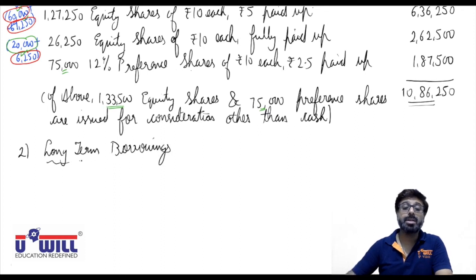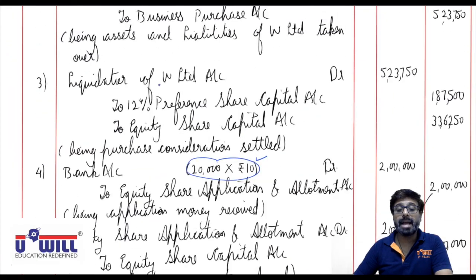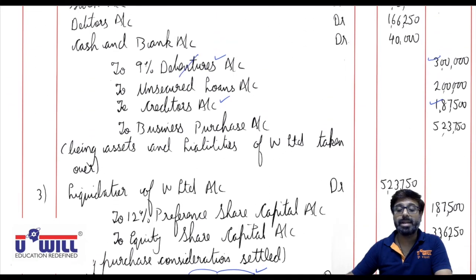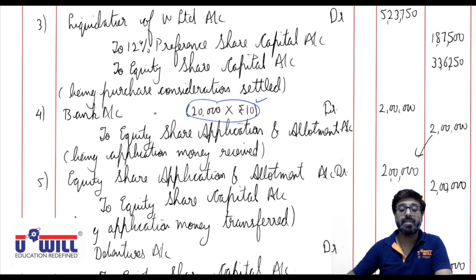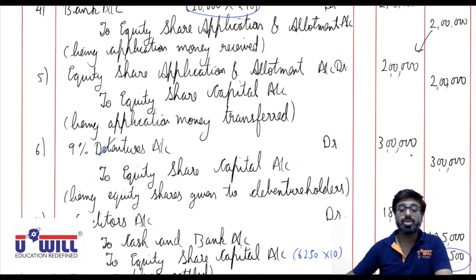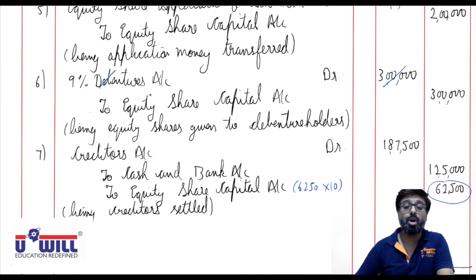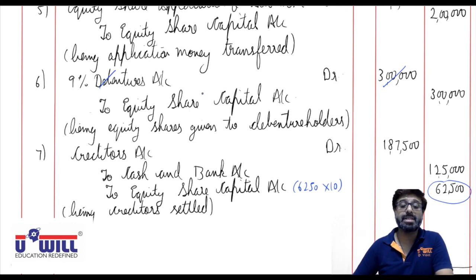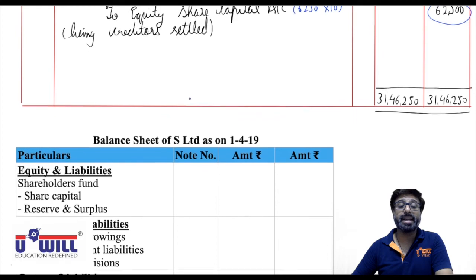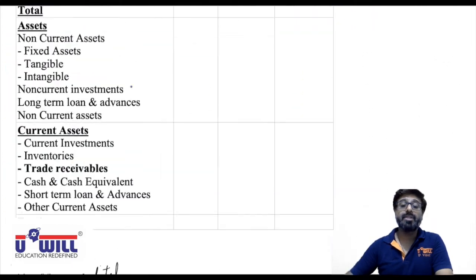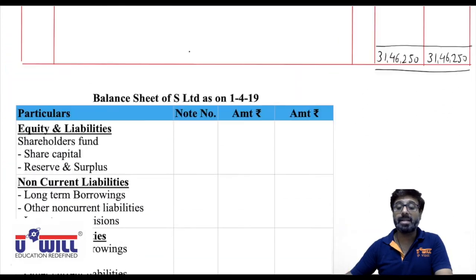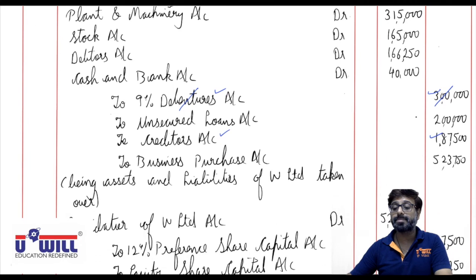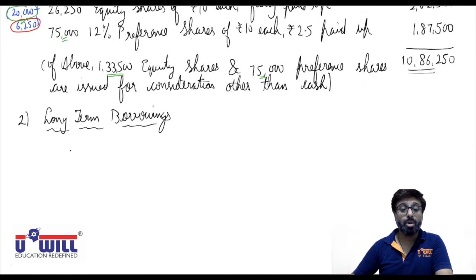Now in long-term borrowings, this 9% debentures account gets closed because we have given them equity shares. So long-term borrowing also will not come because debentures are not issued. We have issued equity shares and already counted them in equity share capital. Which other long-term borrowing do we have? Unsecured loan of 2 lakhs. So unsecured loan of 2 lakhs will come in long-term borrowings.